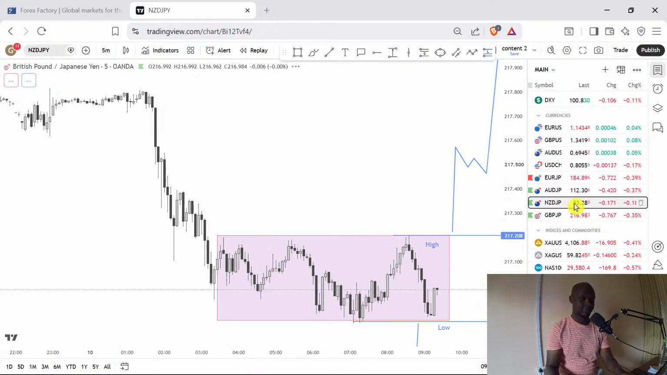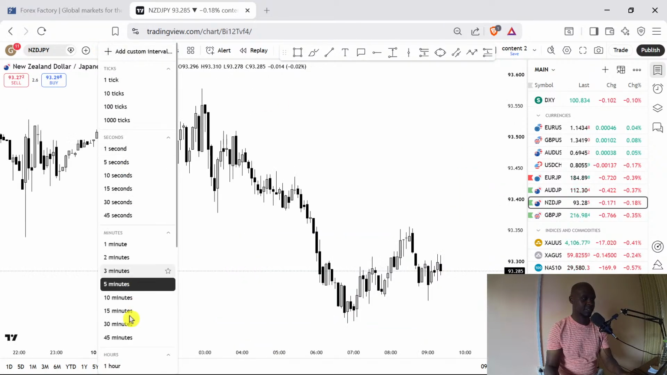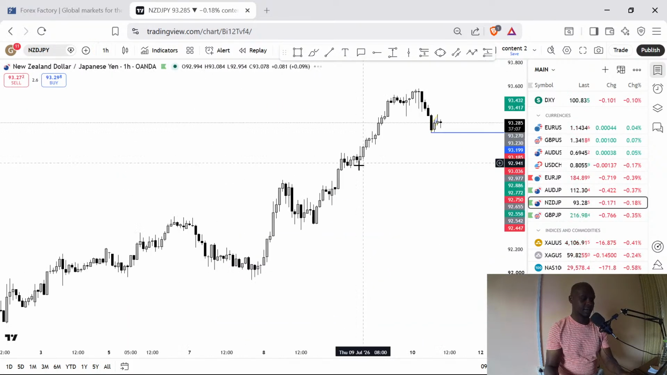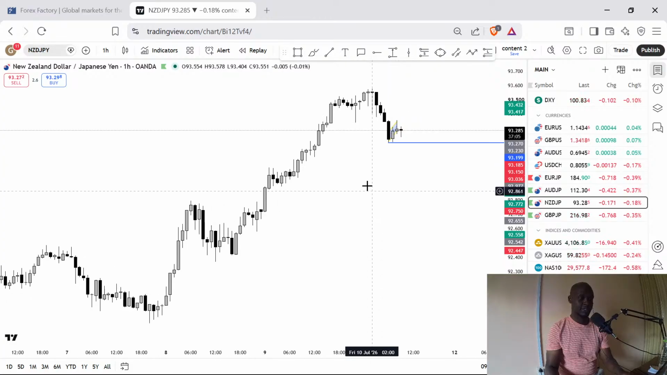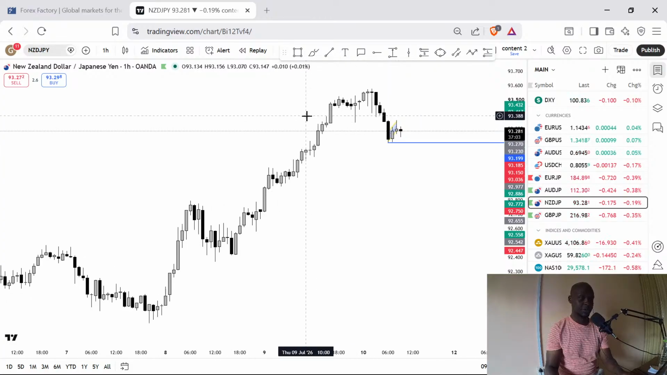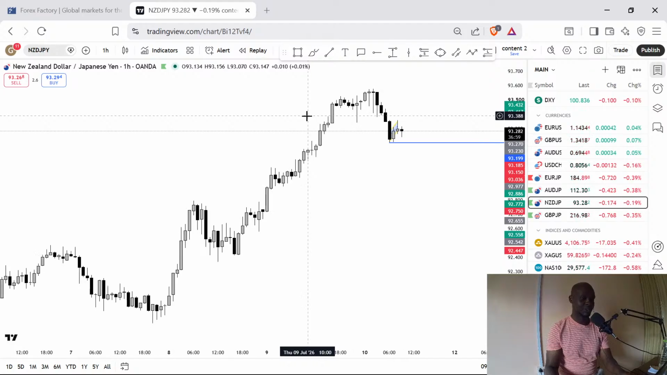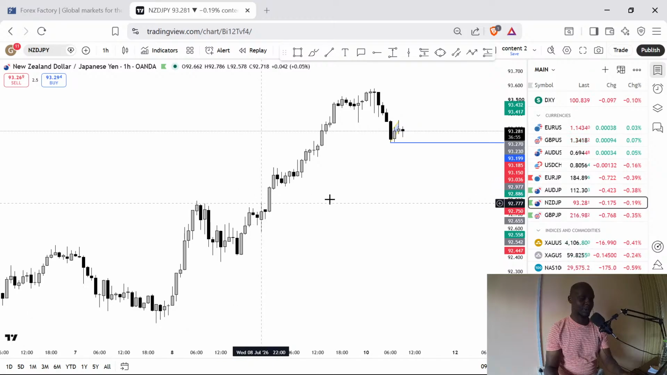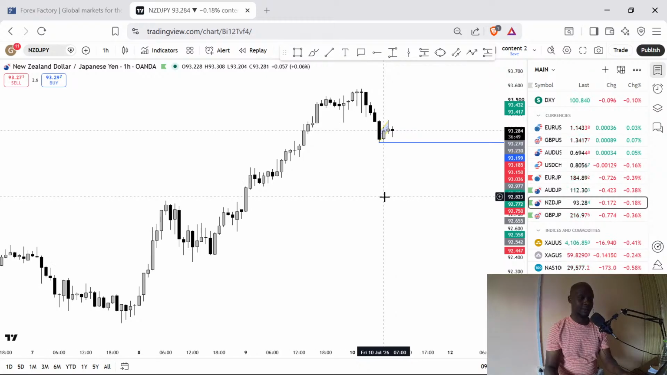I was looking at New Zealand JPY. Let me just have a quick look on the 1 hour. This is the pair that is on watch for me on the 1 hour strategy, the swing strategy, because we had this push to the upside on the 1 hour. Now with the swing entry, it actually takes a lot of time before I get my entries and for the trades to play out. I might be in a trade for 3 or 4 days.